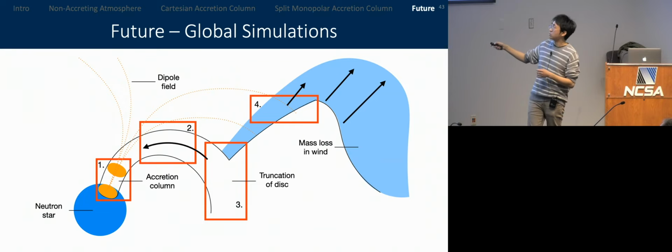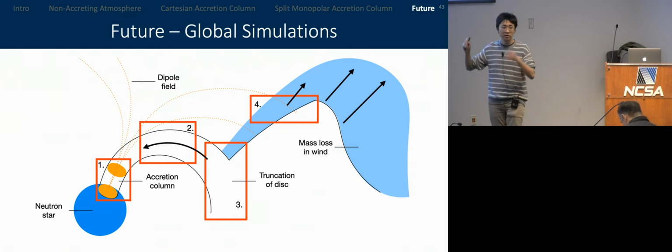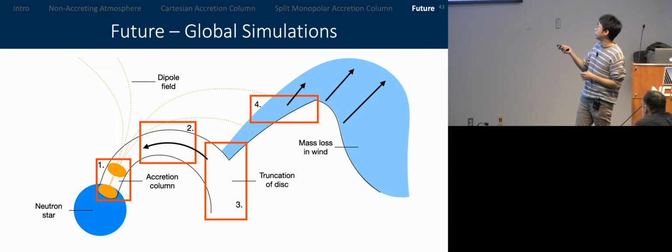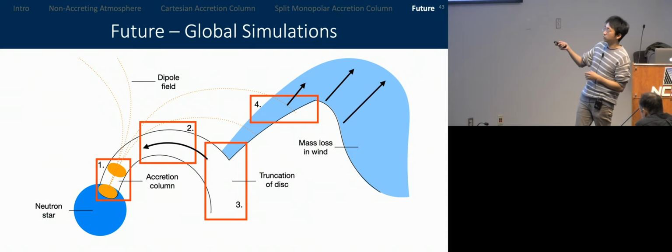Therefore, those light will be reprocessed by the outer region. And that's why you see a very sinusoidal and smooth light curve in those pulsating ULXs. And here, what I plan to do is to simulate the region 2 over here because region 1 is finished.